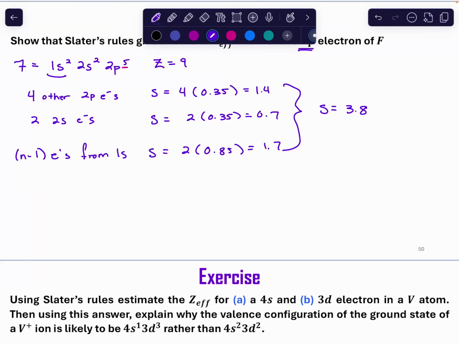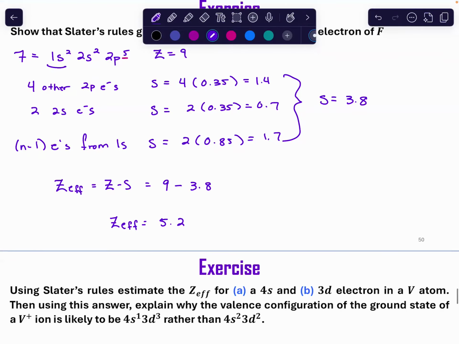Then your effective nuclear charge should be a positive 9 from the protons. Well, that's our Z minus S. That should be a full positive 9 from the 9 protons in the nucleus, but we have to subtract off the 3.8 shielding constant for an effective nuclear charge of a positive 5.2. So that's the proton charge that each 2p electron is going to feel, not the full 9 protons in the nucleus.